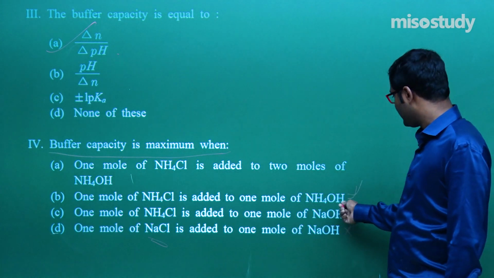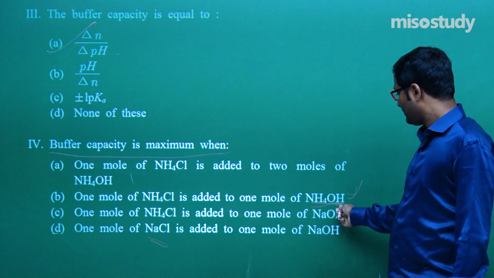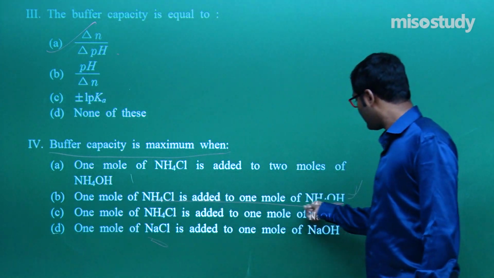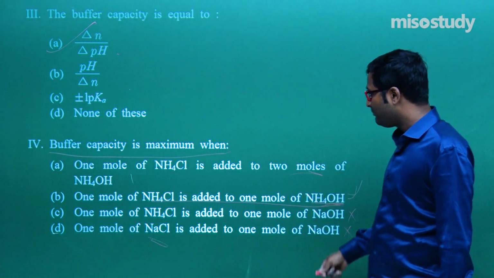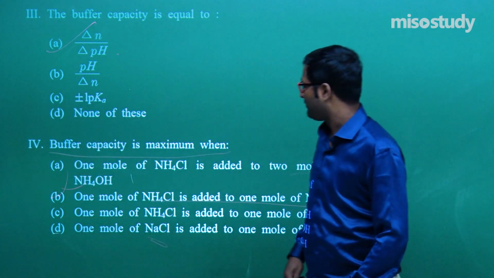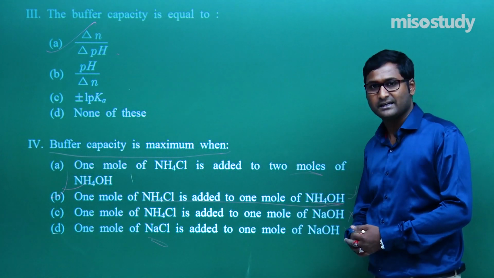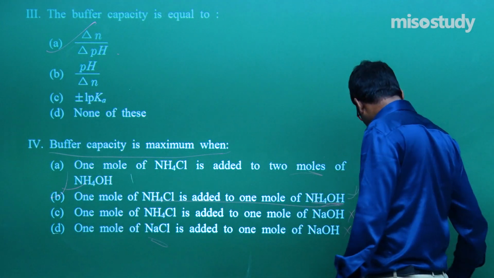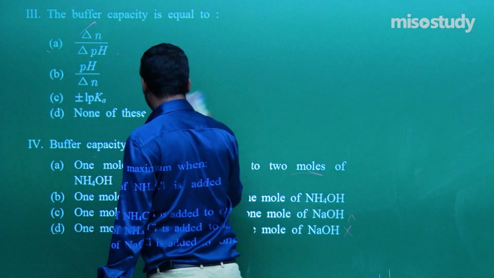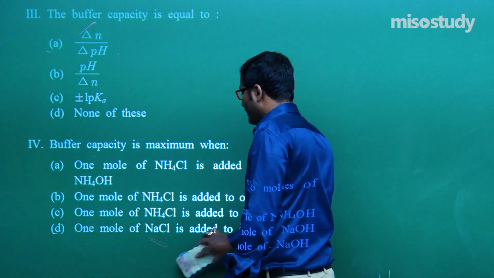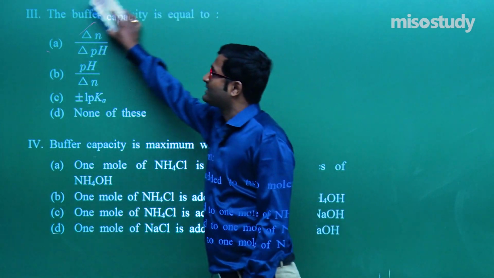So buffer is basically in the case of this NH4OH, this is a special correct example of a buffer solution. This one has moles that differ, so A and B, B is the correct option. Buffer capacity is maximum in this case. Clear to you? Friend, if you have any doubt, you can easily approach me regarding the theory. If you have solid theory, then you can easily solve such kind of questions.